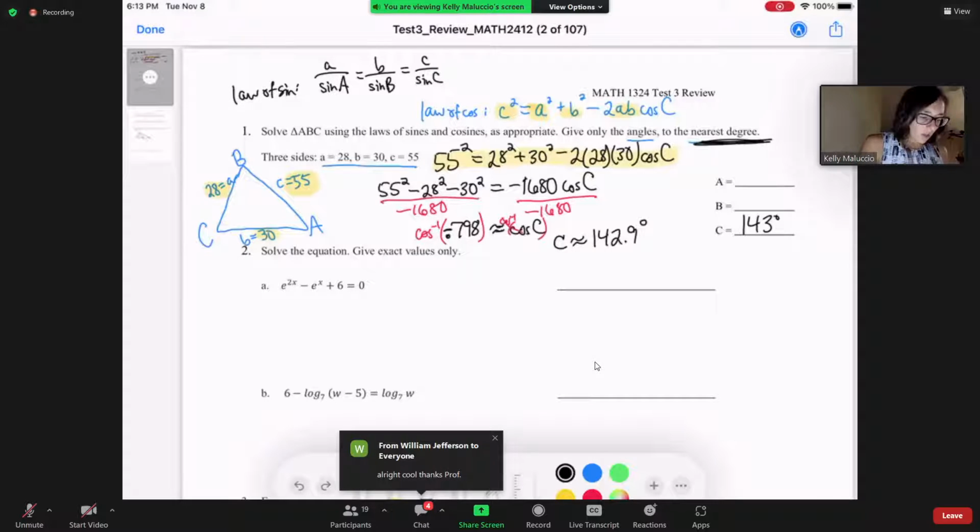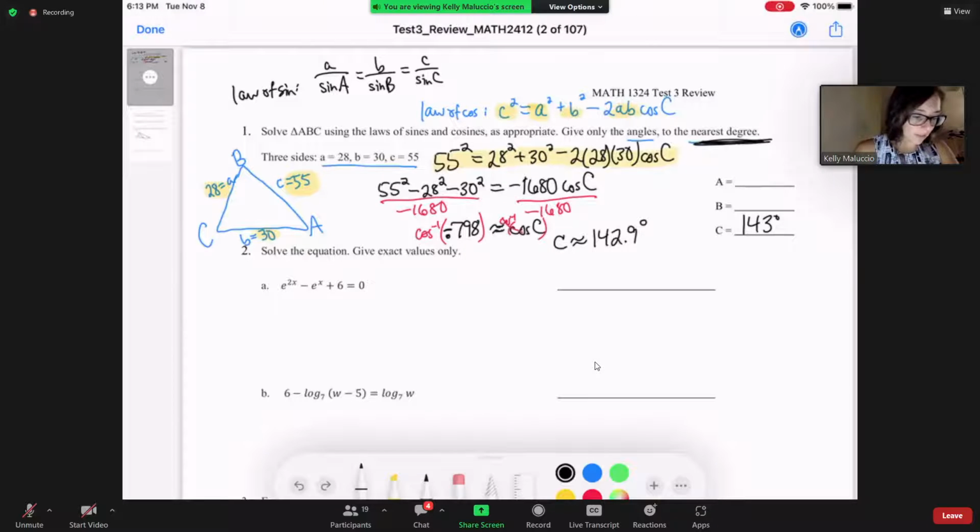Okay. So law of sines. I did little a first, just because I did. So I did 28 over sine of capital A has to equal 55, which is C, over sine of capital C, which I'm going to just say 143 degrees. Now, it doesn't matter, but I might have done 142.9 in this calculation.